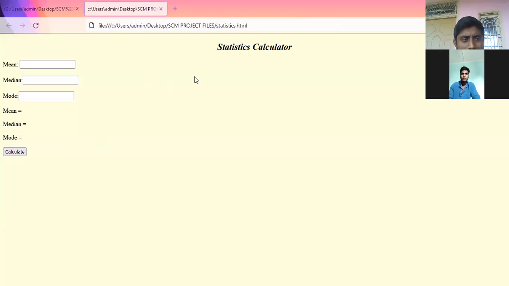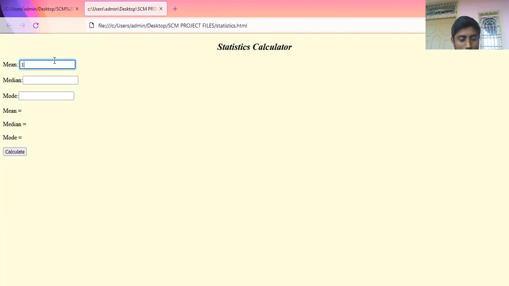So coming to the statistics calculator, we will be finding the mean, median, and mode here. First we give the values. So I'll give 1, 2, 3, 4, again 4 and 5, 6, 6, and 7, 8, 9. For the median and mode, we'll give the same. If we calculate, it will display the answers for the mean, median, and mode. So it calculates the values.